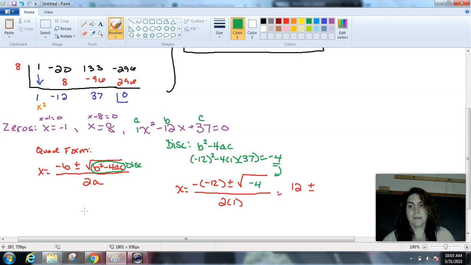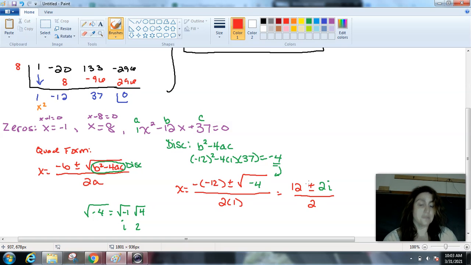So if I do that on the side here, square root of -4 means I'm looking at the square root of -1 times the square root of 4. Square root of -1 is i, square root of 4 is 2. So this becomes 2i all over 2 times 1, which is 2. And I can actually divide all these evenly by 2. I can reduce this. 12 divided by 2 is 6, plus or minus 2 divided by 2 is 1, so 1i. So these are my zeros.